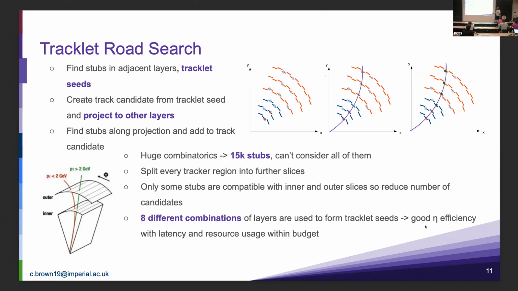Another thing to mention is that when we look at these tracklet seeds, we have 8 different combinations of these seeds. It could be the first 2 inner layers, it could be the second 2, or it could look at the end cap layers and things like that. These 8 combinations give us good efficiency across eta, but also keep our latency and resource budget under control. If we had hundreds of different combinations, our resource budget would be enormous, so we couldn't do that. At every point we have to care about how fast it is and how small the algorithm is on our physical hardware.